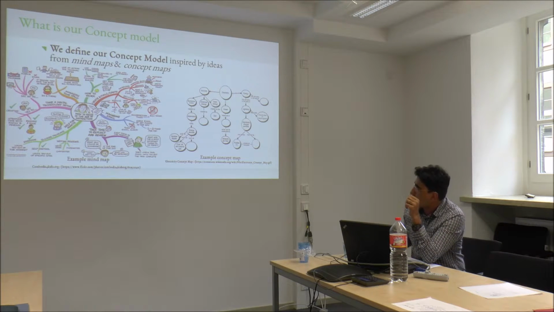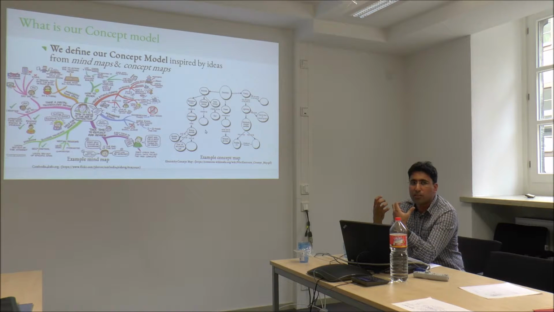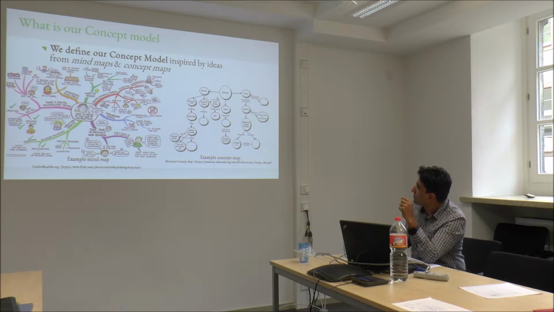So in case it's a hierarchical or tree relationship, in the middle there is the idea, the topic which someone is focusing on, and everything you write about it, through arrows and descriptions, points to that. In a concept map, you relate different concepts together, like how energy is related to electricity, how energy is related to lightning, and so on. So these are the inspiration of our concept model.